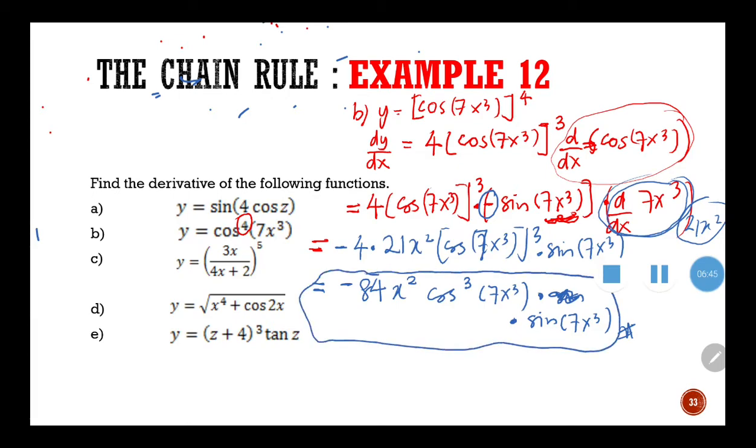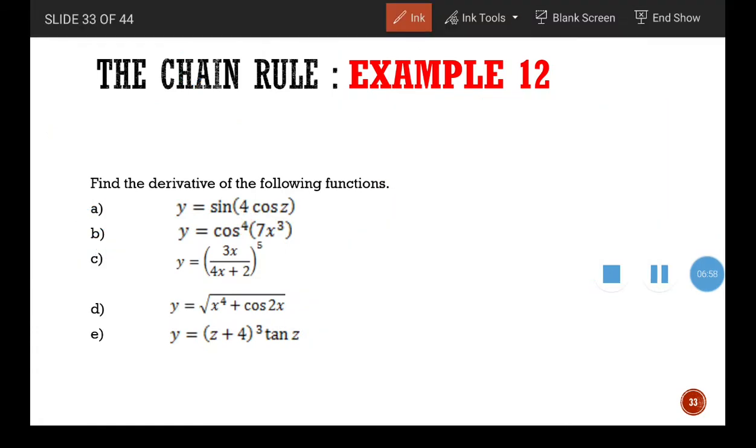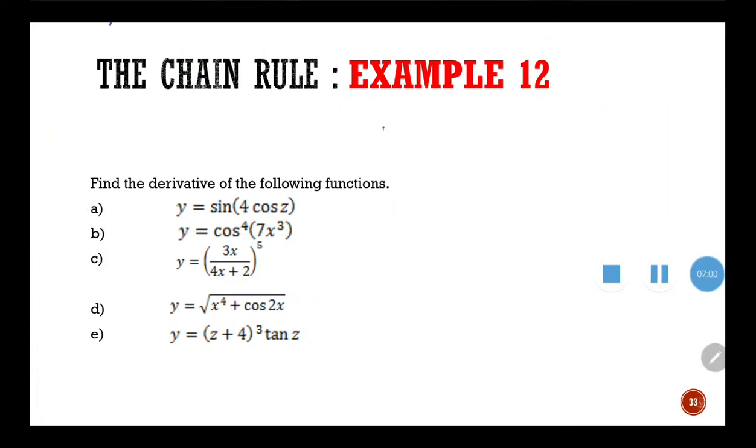Okay, alright, so far we have solved A, B. Okay, so now let's proceed to C. For C we have y equals to 3x over 4x plus 2, everything to power of 5.